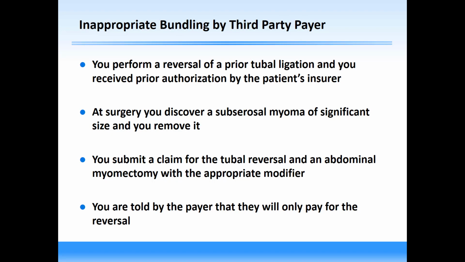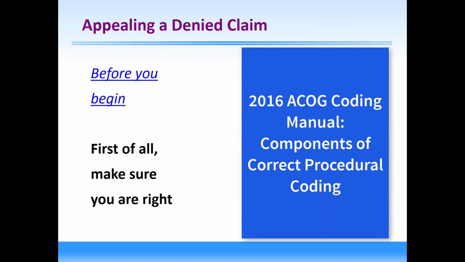In fact, it took considerable time and effort and added a great deal of time to an already long case. When you submit your claim for the tubal reversal, you also list that you performed an abdominal myomectomy and you report it under the appropriate modifier. And then later you're told by the payer that they will only pay for the reversal and your claim for the modifier has been denied. You're quite certain you submitted this appropriately and you think about the appeal process. How should you approach this?